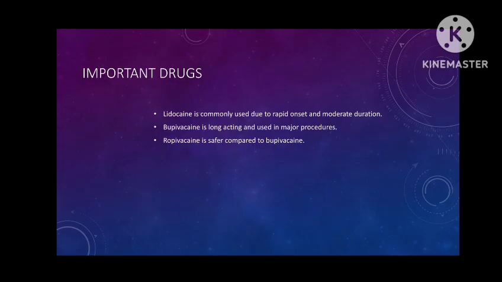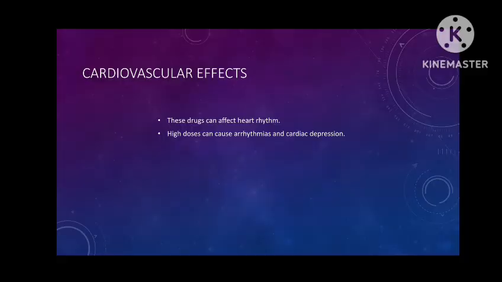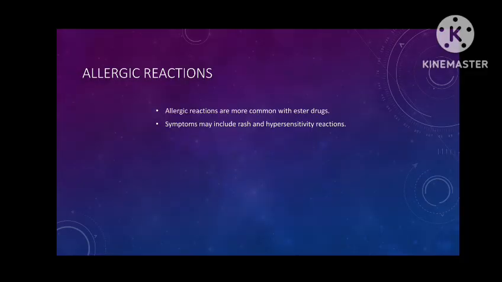Next, the toxicity of local anesthetic drugs. The systemic toxicity of local anesthetic drugs can affect both the central nervous system and the cardiovascular system, especially when high doses are used or when the drug is accidentally injected into the bloodstream. Early signs of toxicity include dizziness, tingling sensation, metallic taste, and tinnitus, which may progress to seizures and coma in severe cases.